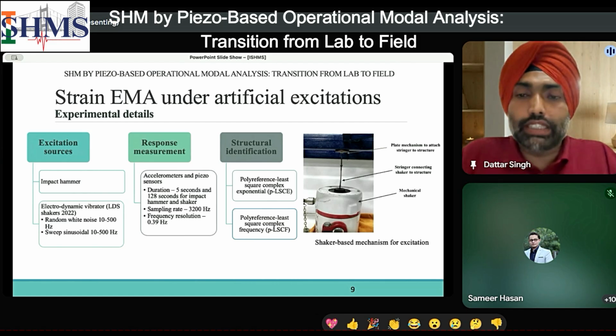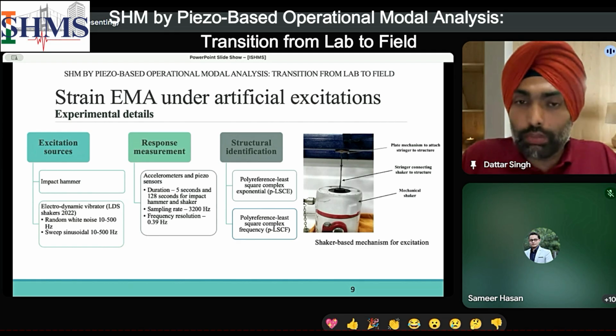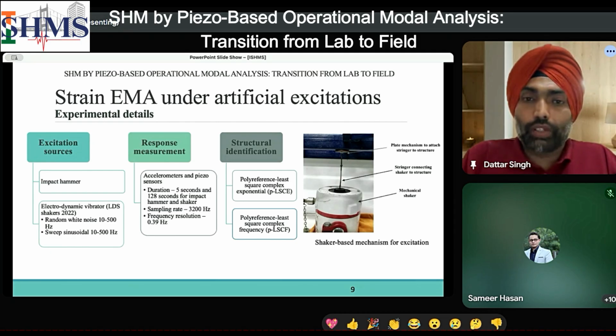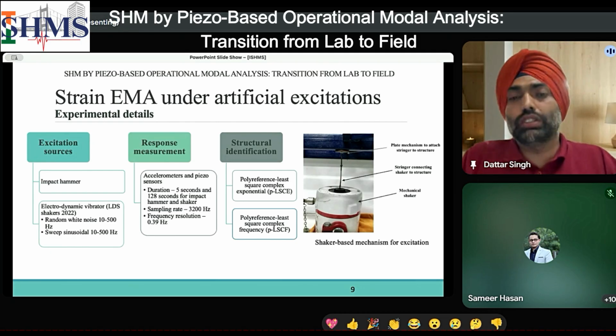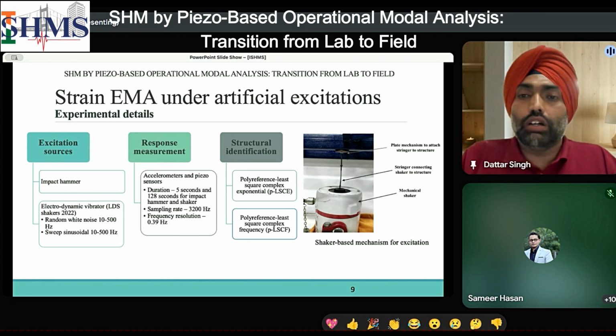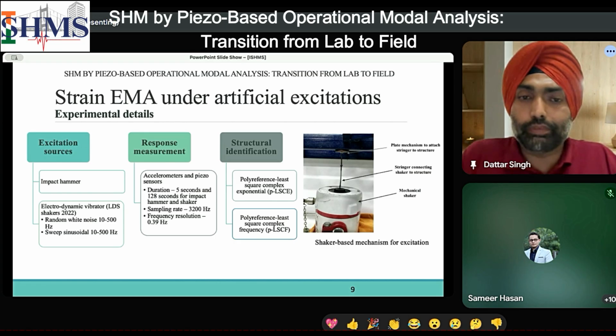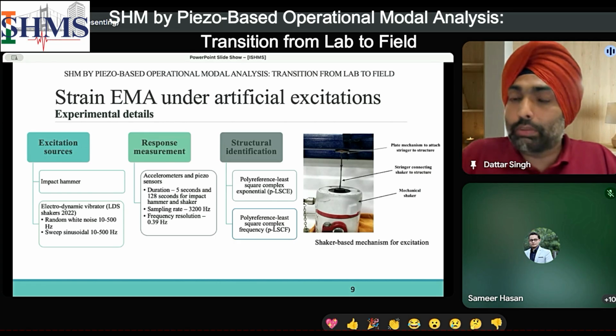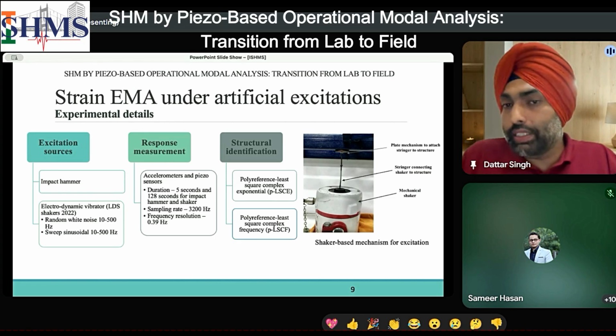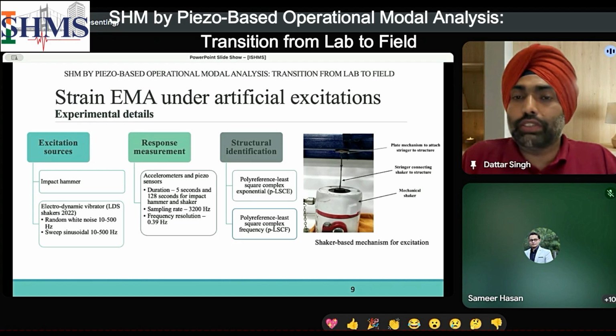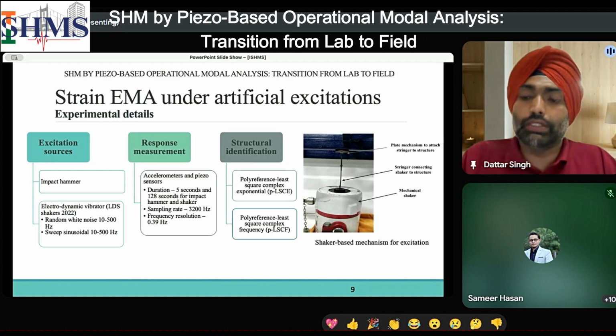The frequency range for the excitation was set from 10 to 500 hertz to capture the highest number of modes possible, and to see how the various types of modes in the low range or higher range are affecting the structure and how they are sensitive to damage scenarios. And the structure responses were captured by both accelerometers and piezoelectric strain sensors, in terms of acceleration and dynamic strain.